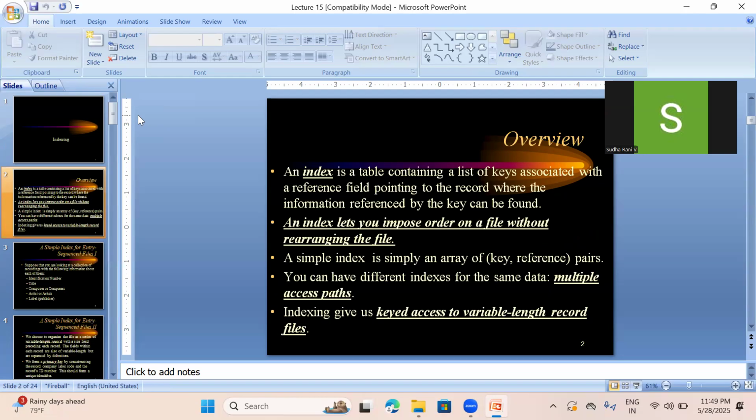A simple index is simply an array of key-reference pairs. You can have different indexes for the same data, giving multiple access paths. Indexing gives us keyed access to variable-length record files.